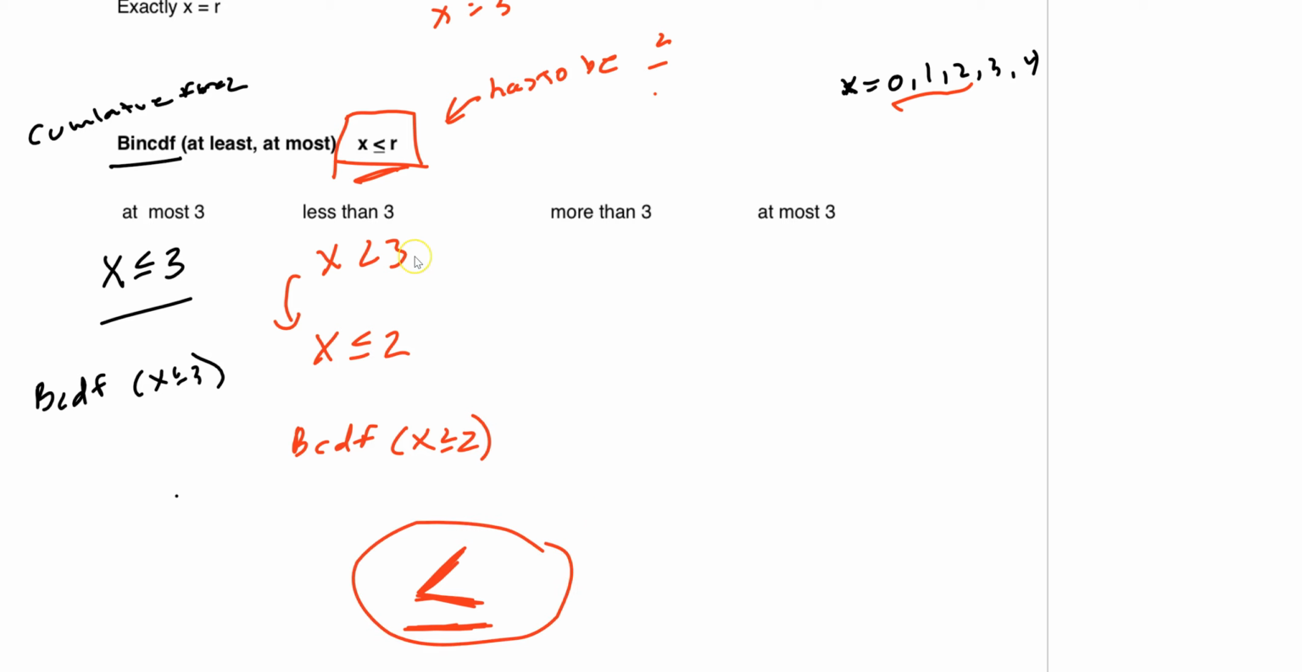Right here it had less than 3. You've got to think, okay, it can only be whole numbers. So if it's less than 3, you have to go down a level. X is less than or equal to 2. And that's what you put in your calculator. Again, we're going to do some examples, but just keep that in mind. And this goes to the next one.